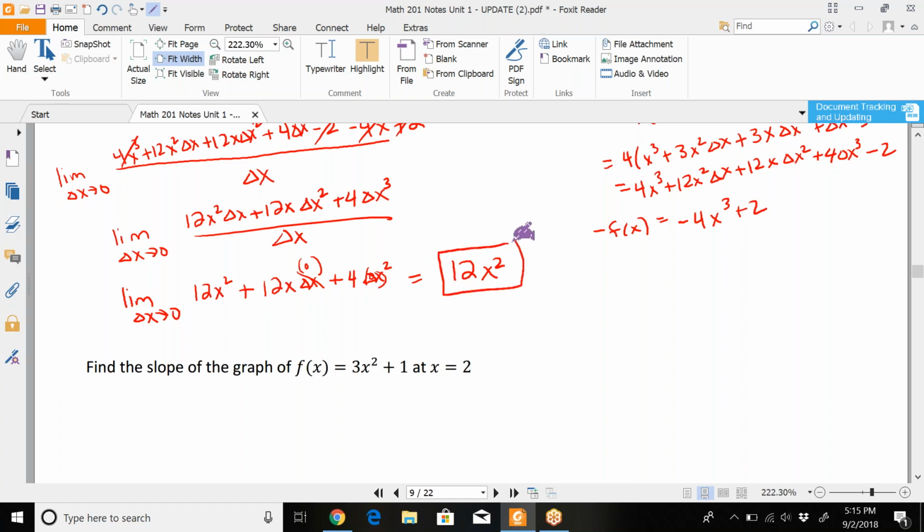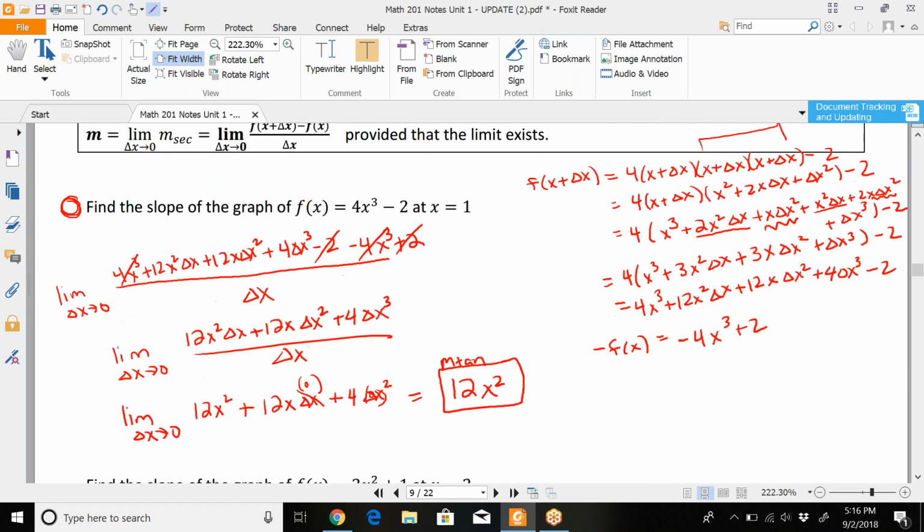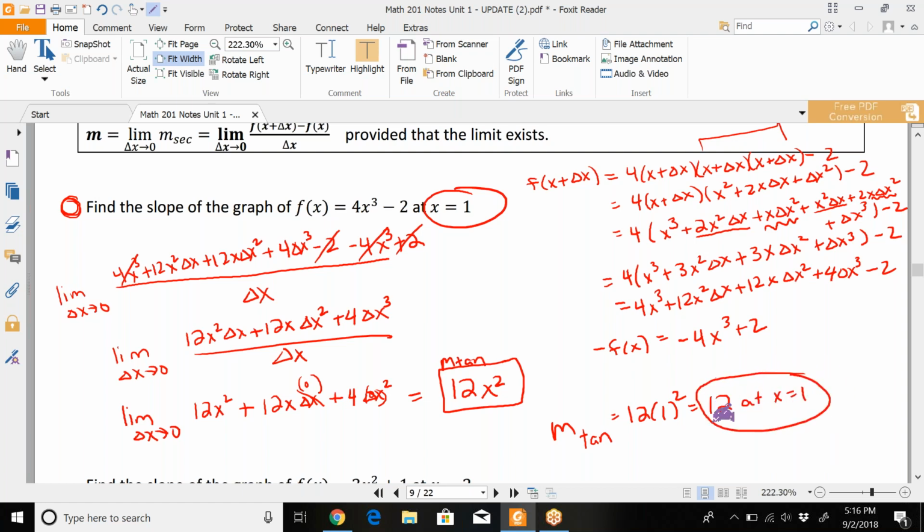Now remember, what this stands for is a formula, a generic formula for any time we want to find the slope of a tangent at a point on this function. We actually have a specific x value we want to plug in for that. So the slope of the tangent is going to be 12 times 1 squared, which is just going to be 12, and this is at x equals 1. So there's my slope of my tangent line at that specific point.